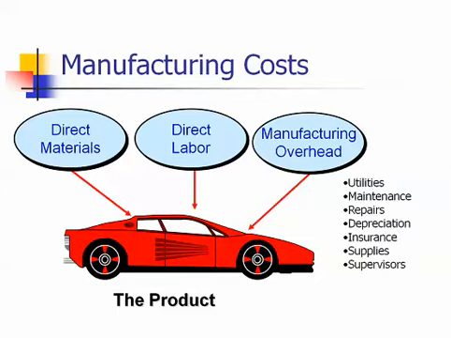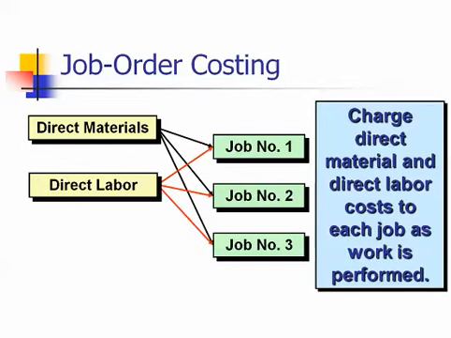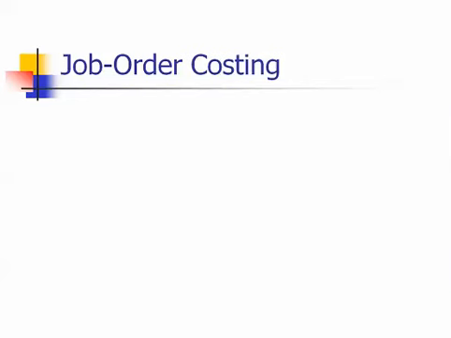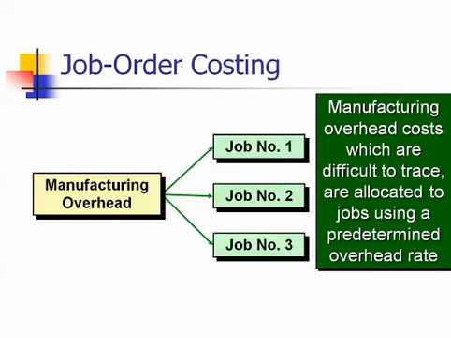Costs such as utilities, maintenance and repairs of equipment, depreciation on the factory and equipment, insurance on the factory, supplies used in the factory, and supervisor salaries. In a job order costing system, we charged direct materials and direct labor costs to each job as work was performed. These costs were recorded on job cost sheets. Overhead costs, which could not be easily or conveniently traced to specific jobs, were allocated to jobs using a single plant-wide predetermined overhead rate, which was multiplied by some actual level of activity, which was our activity base.